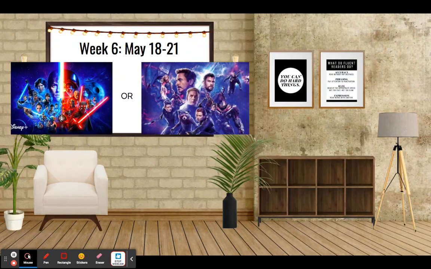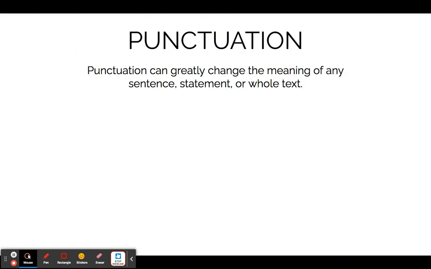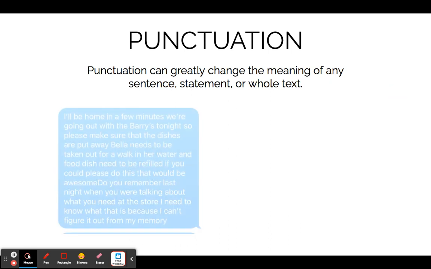Okay, synchronous day 2. So we're going to continue looking at grammar, and we're going to start with punctuation. Punctuation can be so important. It can greatly change the meaning of anything that you're looking at, a sentence, a statement, a whole text. If the punctuation's not correct, if it's misused, it can get really confusing. So it's there for a reason. And let me give you an idea of what I mean.